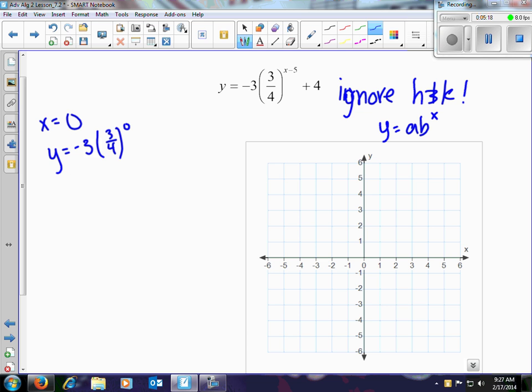Anything to the 0 power is 1. So I have negative 3 times 1, which is just equal to negative 3. So my point is 0, negative 3. So 0 and then down 3. So I'm going to be right here.